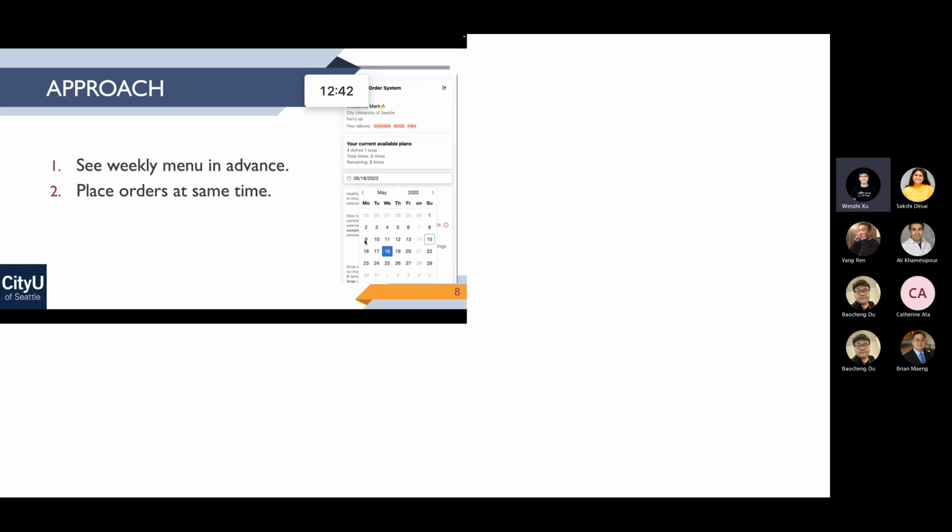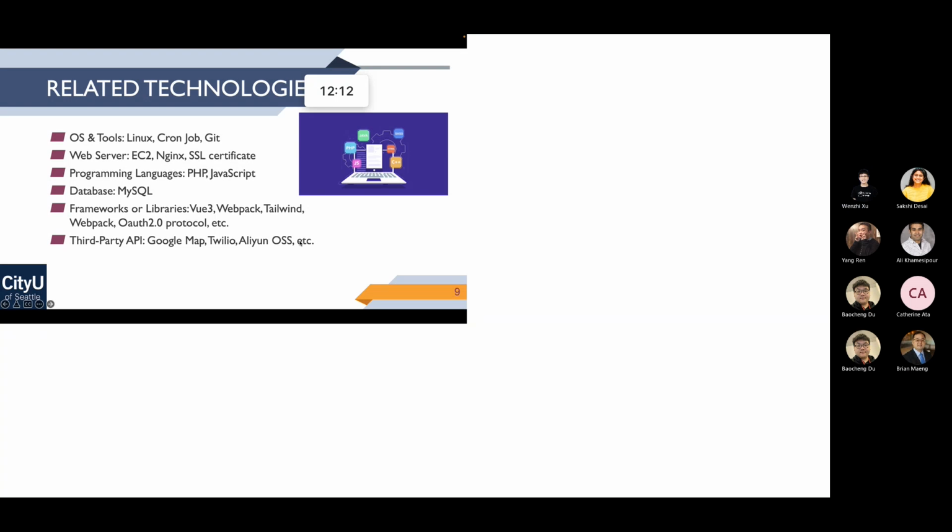For the approach, the picture shows the customer side, where people can order the food. They can choose a date in the future, also within this week. They can just slide the date and order whatever they want to order. This is the key point of the approach.